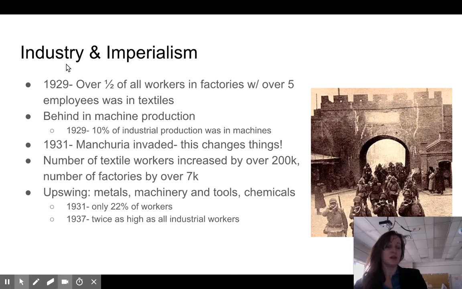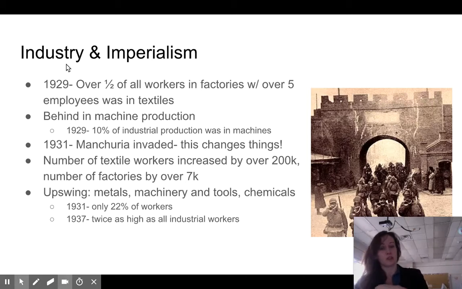So you see the image on the right. That's an image of when Japan invaded Manchuria in 1931. This is a game changer. So now you see the connections between needing to imperialize in order to industrialize, and then to sort of keep that cycle going. So the number of textile workers after this increased by over 200,000, and just like, I mean, in a short period, not like decades, and the factories by over 7,000.